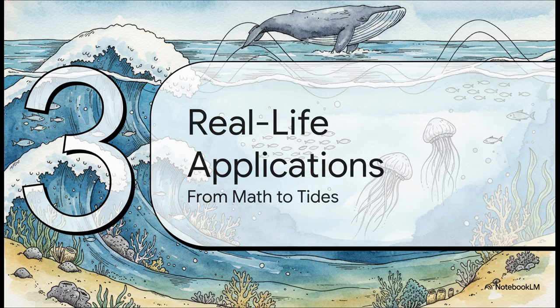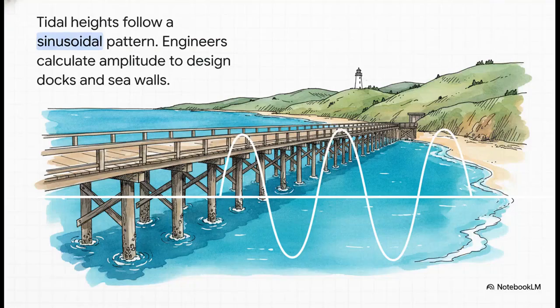So who cares? Why does any of this matter outside of a math class? Well, it turns out this is stuff that shapes our actual world. Let's talk about the oceans for a second. Believe it or not, the rising and falling of ocean tides follow a beautiful sinusoidal pattern. And for people like marine engineers, calculating the amplitude of those tides is mission critical. They use a simple formula that's doing the exact same thing we are, finding half the distance between the highest point and the lowest point.